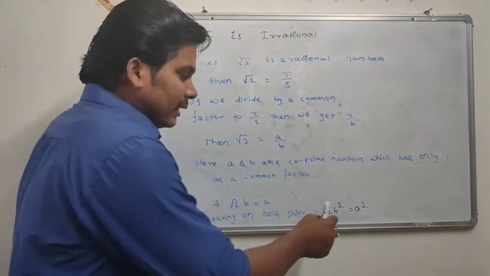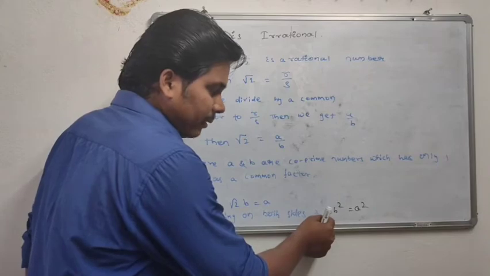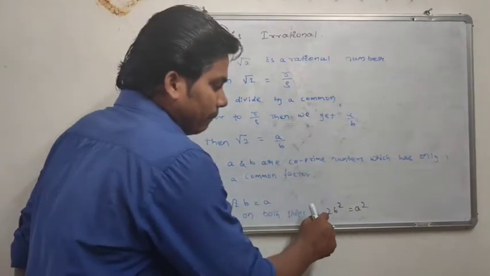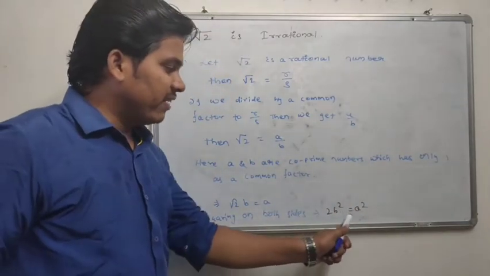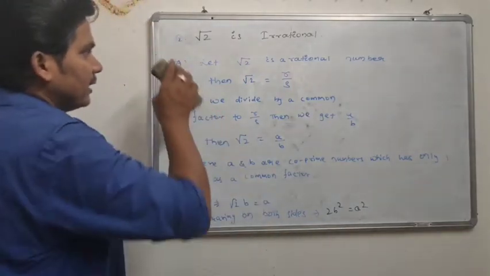Means what? This 2 is a prime number. Let's think p. This p divides a square, then obviously p divides a. That I can write here: 2 divides a square, then 2 divides a. I will write here in such a way.